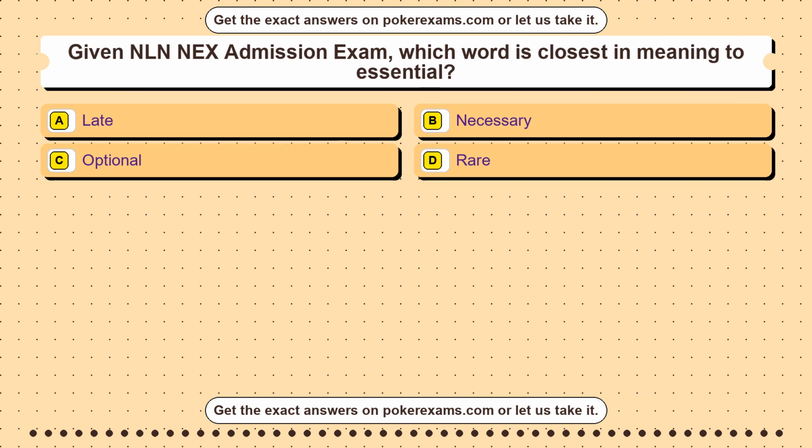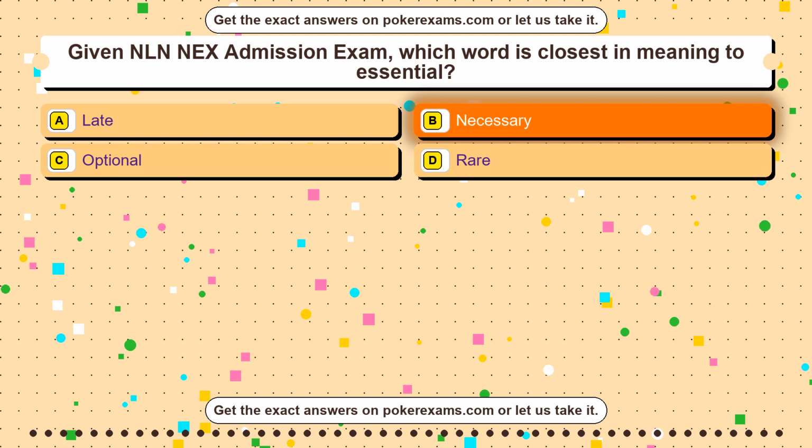Question 8. Given NLN NEX Admission Exam, which word is closest in meaning to essential? Option A, late. Option B, necessary. Option C, optional. Option D, rare. The correct answer is option B, necessary.